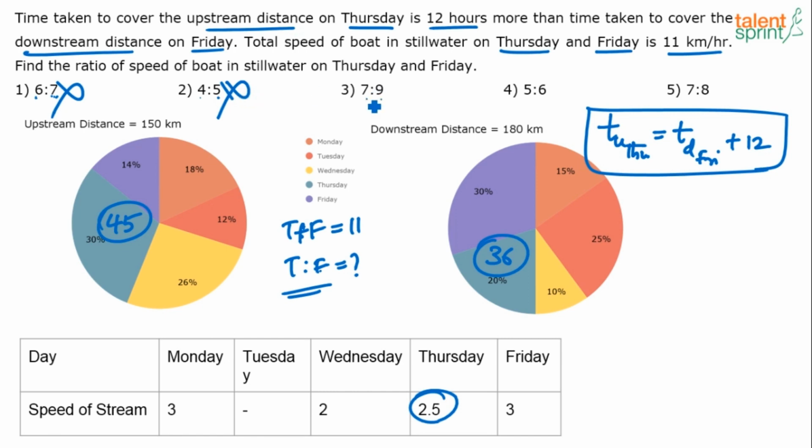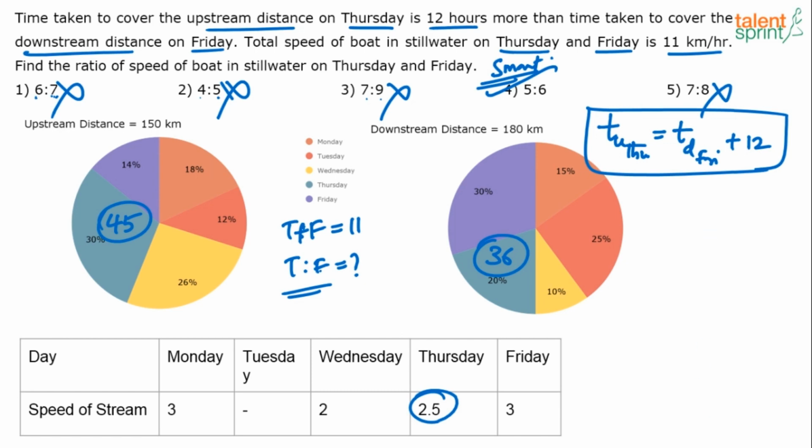Yeah, 7 plus 9 is 16, cannot be the answer. 7 plus 8 is 15, cannot be the answer. 5 plus 6 is 11, has to be the answer. Option 4 has to be the answer. So what smart people would do is just verify using the options. Smart way of solving the question. 5 is to 6.